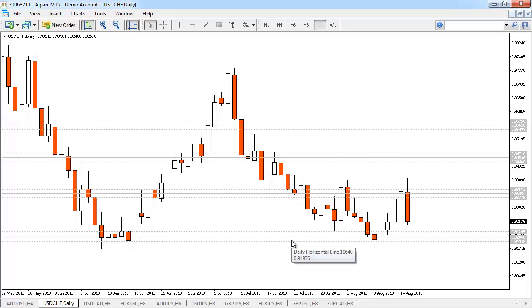And how sometimes you have to improvise with your entries. You're not always going to get a perfect wick that you can enter from. Sometimes you have to improvise a little. This is a daily chart, a USD CHF daily chart, and I'm going to highlight the trade for you guys.